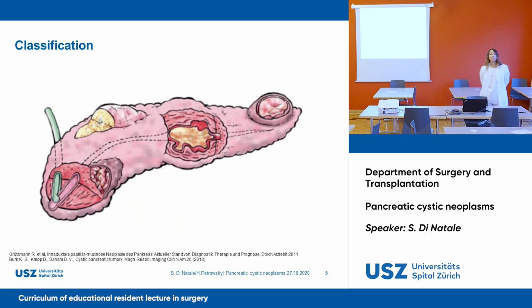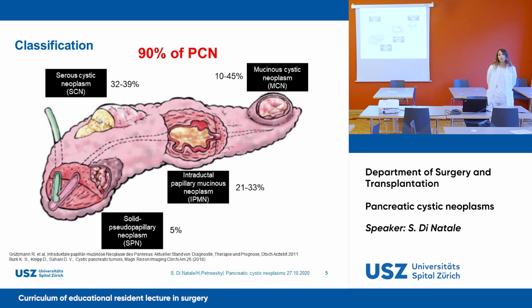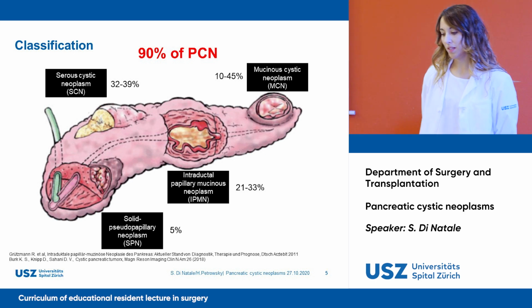Dear residents, what type of pancreatic cystic neoplasms do you know? Yes? There is the serous cyst adenoma, the mucinous cystic neoplasm, and the IPMN, for example. Really good. Thank you. Today I will only talk about these 4 pancreatic cystic neoplasms, which account for about 90% of all pancreatic cystic neoplasms.